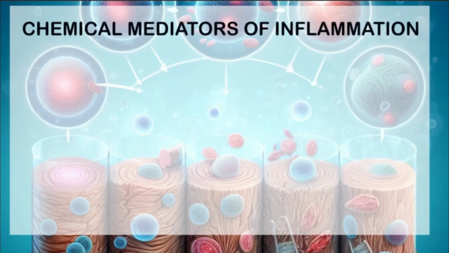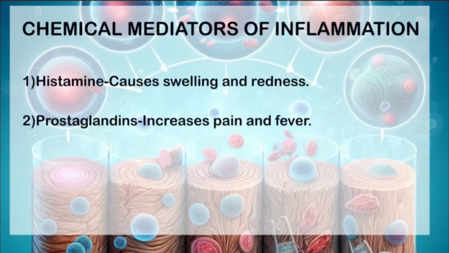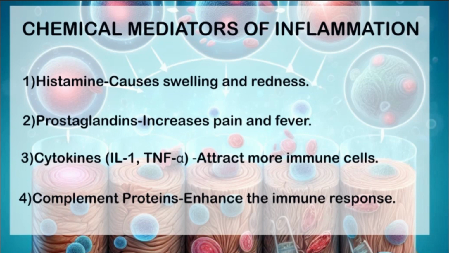Chemical mediators of inflammation include histamines, which cause swelling and redness, prostaglandins, which increase pain and fever, then cytokines like interleukin-1 and tumor necrosis factor alpha, which attract more immune cells. Then we have complement proteins, which enhance immune responses. These chemical messengers coordinate the entire process to ensure the body heals properly.